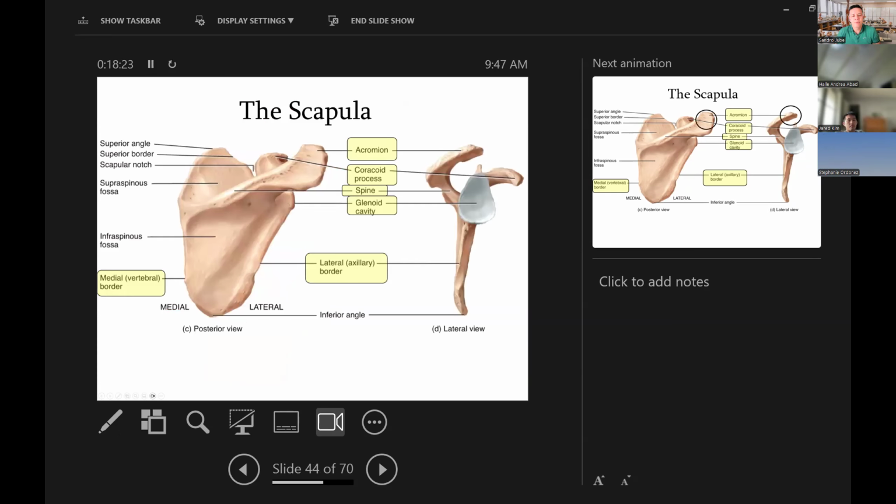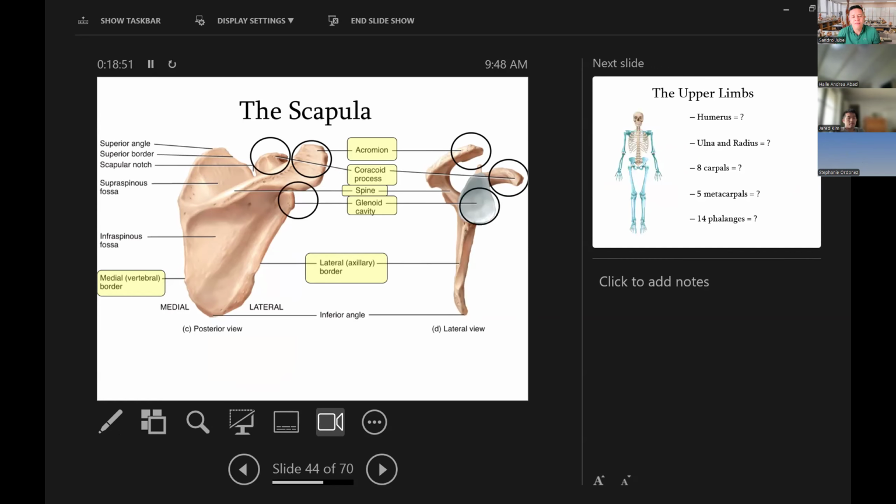Let's take a look at the scapula now. And again, the scapula has three markings that I want you guys to know. The scapula has the acromion, and the acromion is what is going to articulate with the acromial end of the clavicle. So this is the acromion of the scapula. We have the coracoid process of the scapula, and we have what is called the glenoid cavity of the scapula.